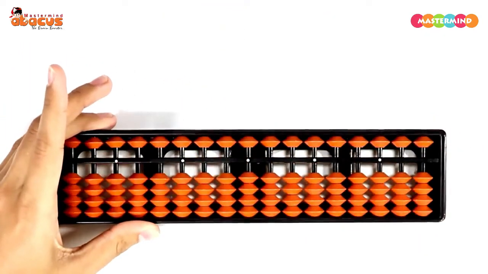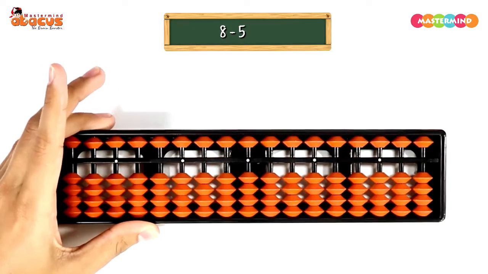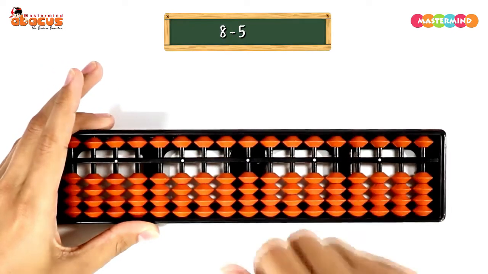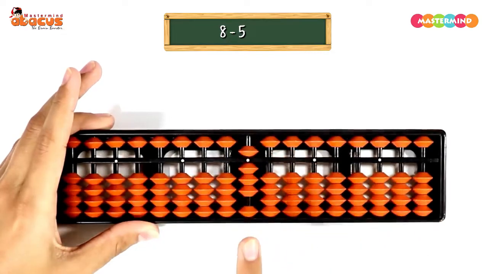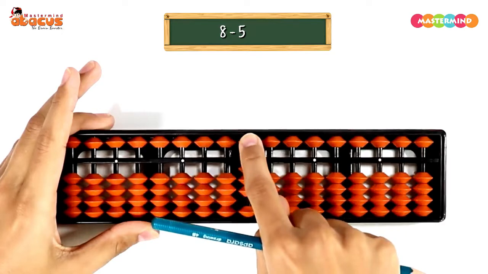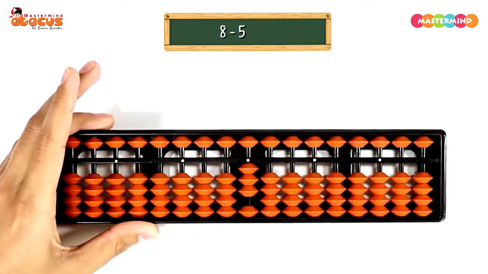Let us solve another question. 8 less 5. Add 8 with the pinch on the abacus on the unit rod with your right hand. Then less 5 from the unit rod with the index finger of your right hand. The answer is 3 on the abacus.